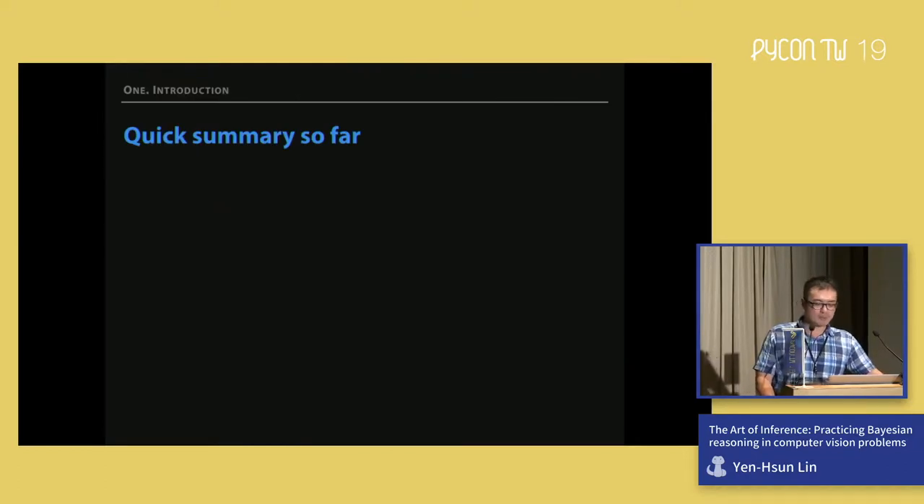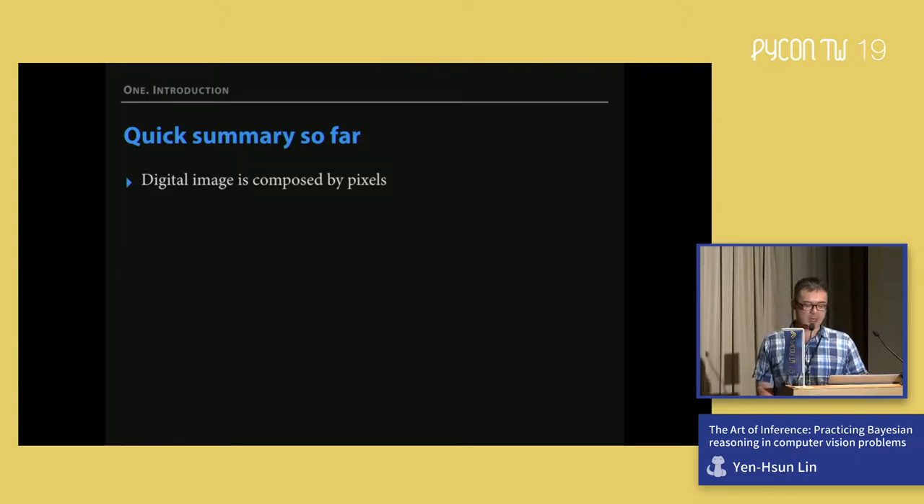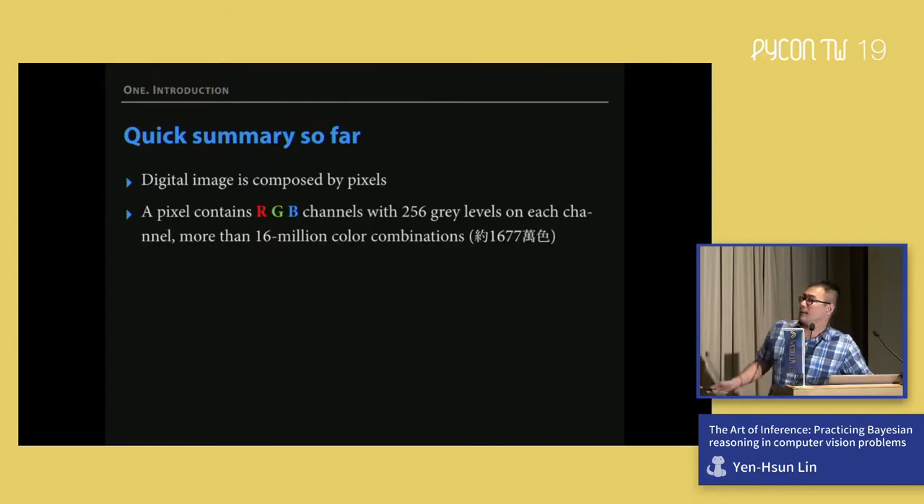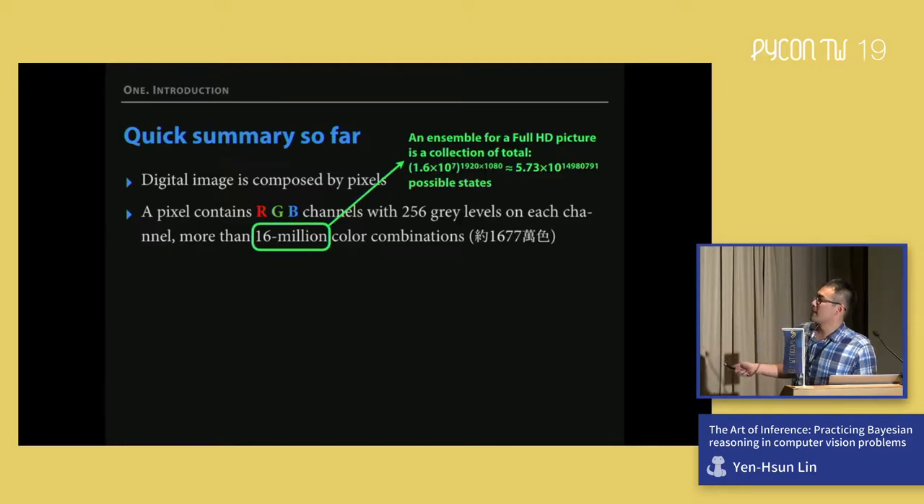Okay, so let me briefly summarize part one here. In part one, I briefly described what a digital image is, and the fundamental units are pixels. Each pixel contains the original information of the natural scene through the three RGB channels, and each channel can take 256 gray levels. So in total there are 16 million color choices for each pixel. For a full HD picture, there are this many possible states containing all the color information and all the patterns of a full HD image. This number is enormously gargantuan.